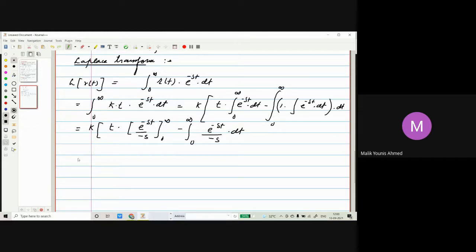The limit we have to apply to the whole. This t is also involved in this limit. This k is multiplied to all. So this part is going to become 0, and this will be minus the integral from 0 to infinity. This will be plus 1 by s, and if we take the integral of this again, it is minus e raised to power minus st divided by minus s.